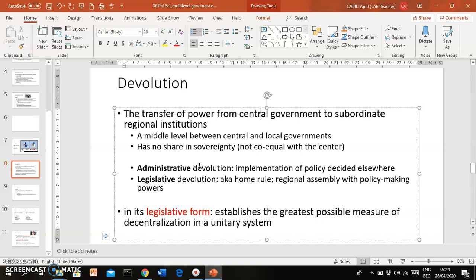Okay, legislative devolution. This is also sometimes called home rule. So when you have this, then you're talking about an assembly, a regional assembly that has policy making powers up to a certain extent. Okay, so you can say that the legislative form of devolution gives a regional body the greatest possible measure of decision-making power, and also it would be a good example of a great degree of decentralization in a unitary system, as some of the powers originally reserved to the central authority have been devolved to a local body.